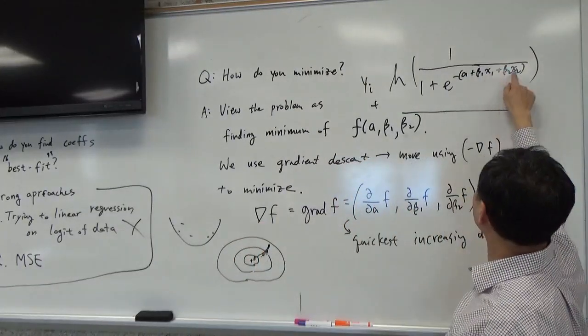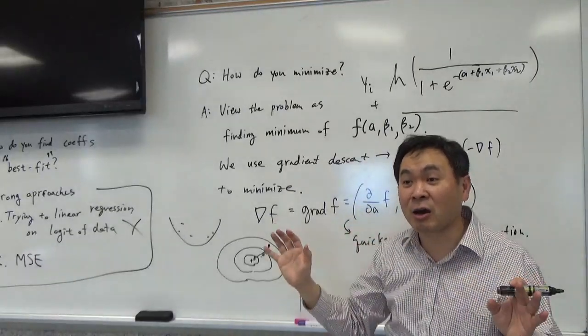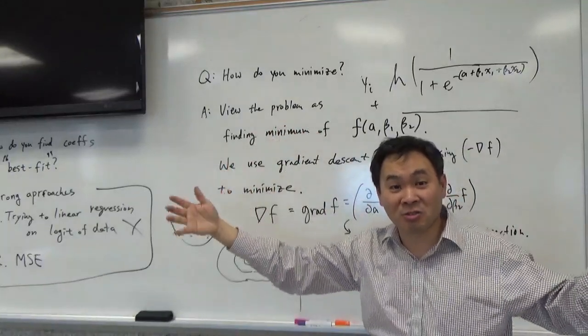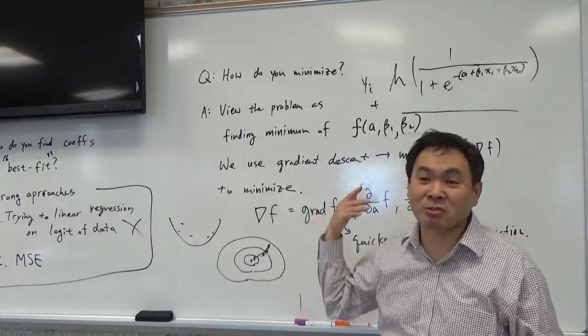See, those x1 and x2 are values that change for each patient. So if you have 1,000 patients, then you actually have the sum of these. So you have the sum of 1,000 things, and you're differentiating a very big thing. That's why it has to be done by a computer.